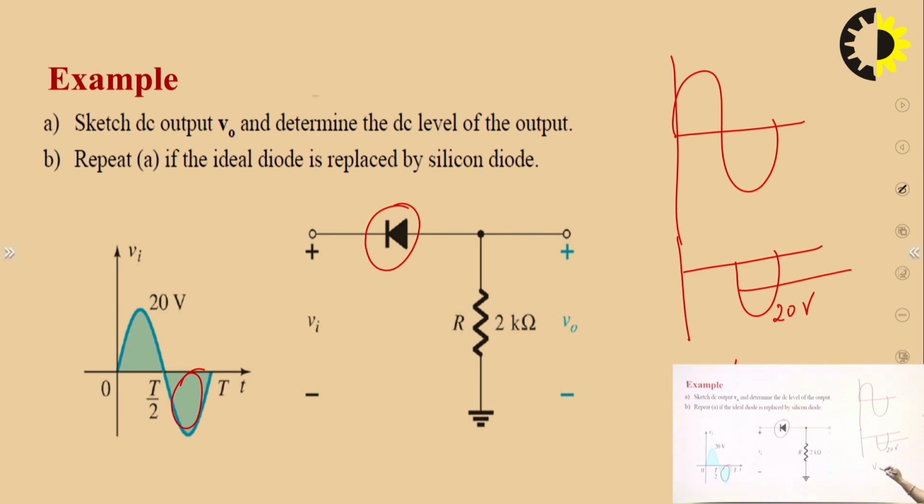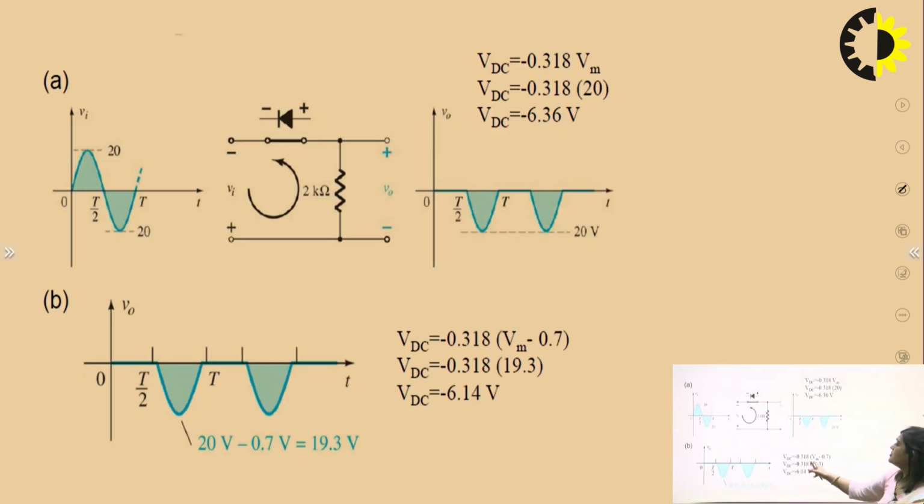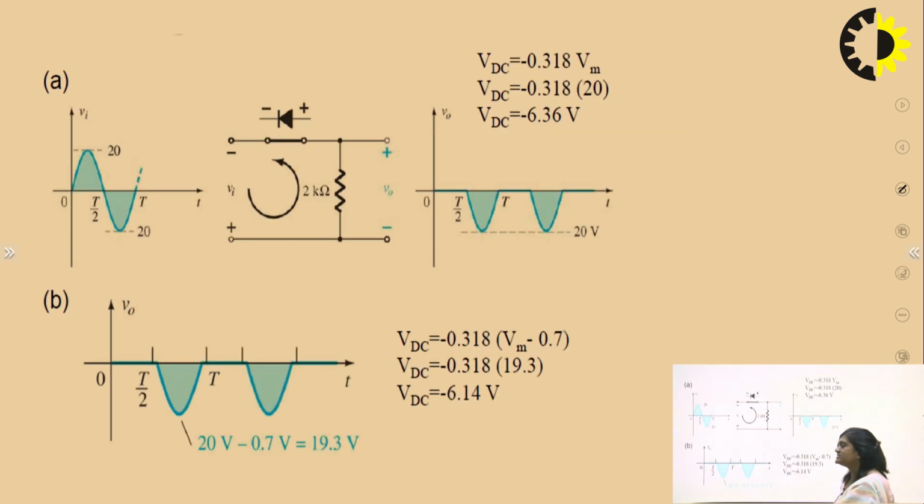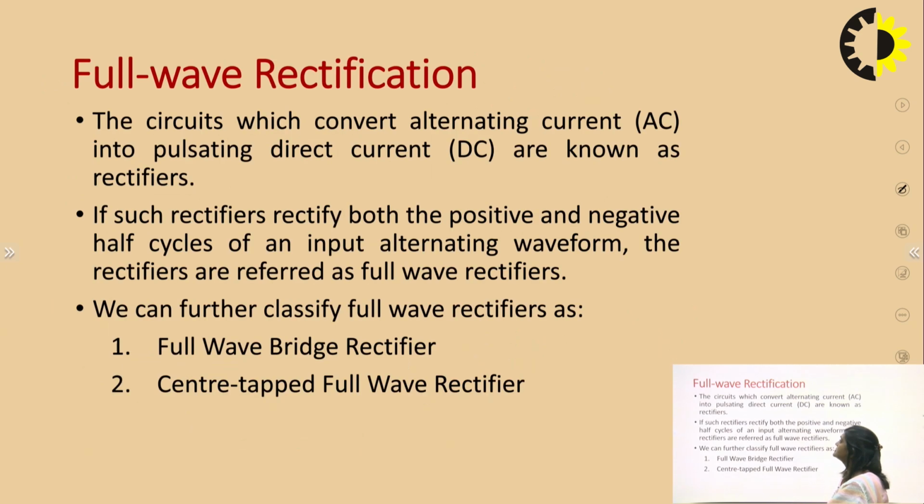So VDC would be equal to, for half wave the value was Vm upon pi, so it will be equal to 20 upon pi. 20 upon pi will be the answer, and it will be negative. And if we take this as a silicon diode, the output voltage will be 20 minus 0.7, that is 19.3. So in that case 19.3 upon pi will be the DC output voltage.